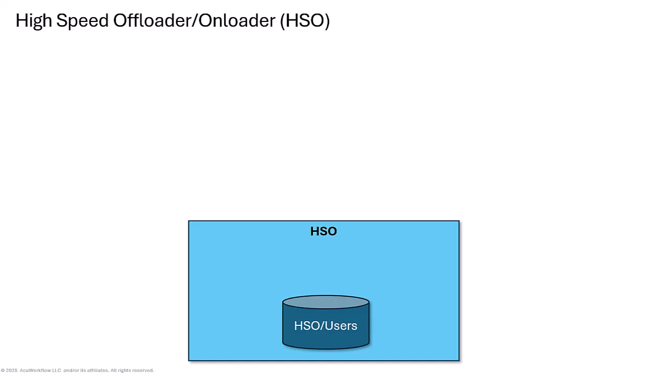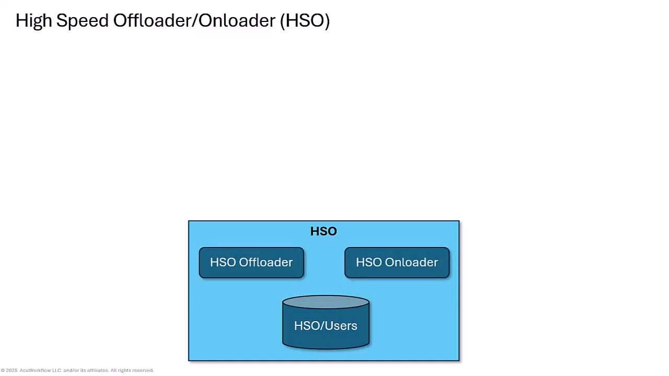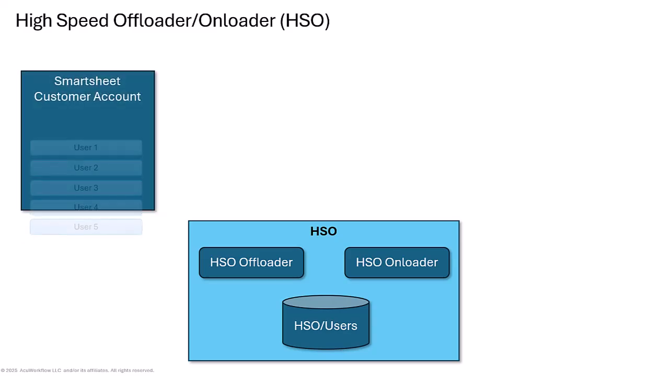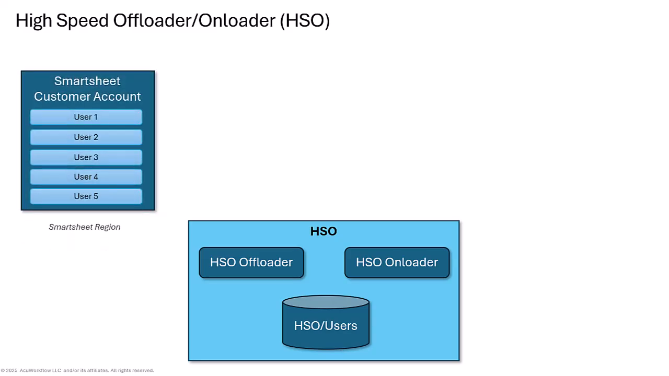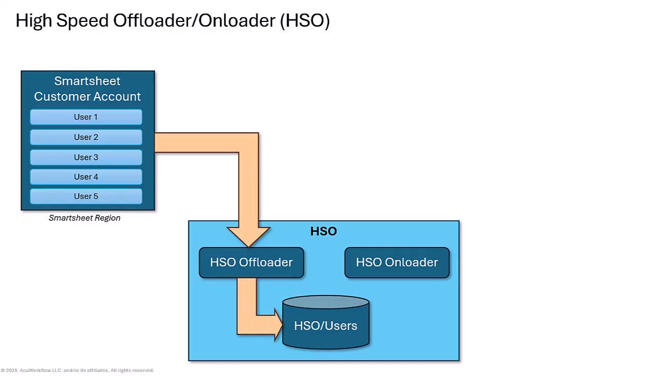HSO is installed locally on the customer premises and includes two functions, HSO Offloader and HSO Onloader. HSO uses a sysadmin token to obtain a list of all the users in the source Smartsheet account. Then it uses that list to generate a list of all workspaces in the account. HSO Offloader is designed to copy the selected users and workspaces from the source Smartsheet account, and then it saves those exported copies to an external file location.